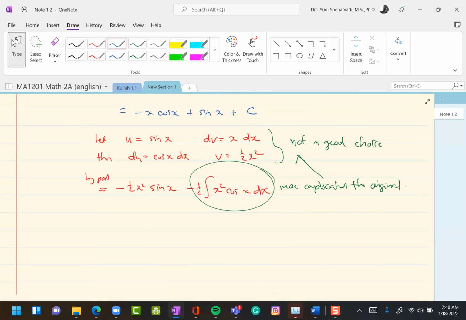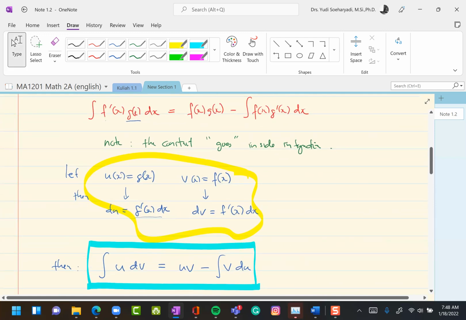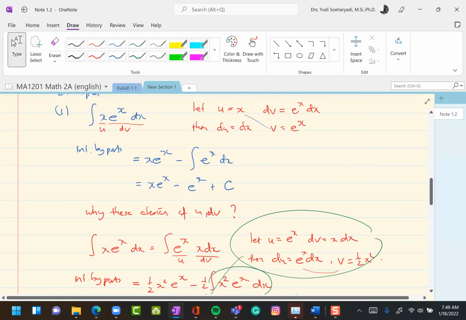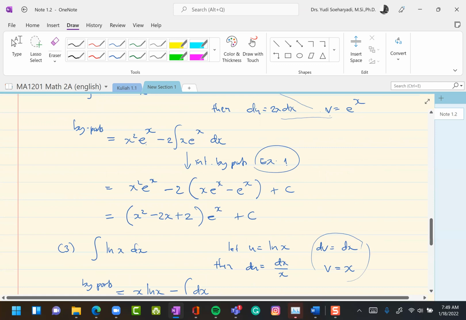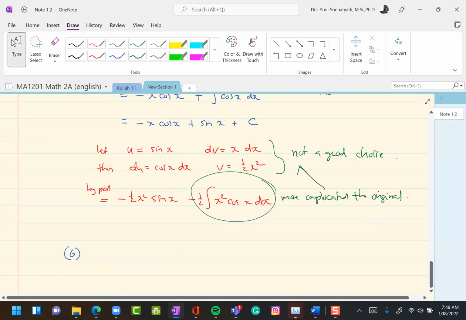Another example. From this example, you see that the choice for u and v matters. It's not a wrong answer, but another option might give you a more complicated integral.